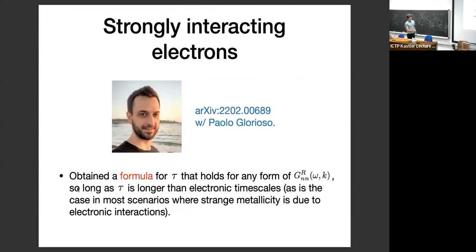Good. So what we did in this paper is get a formula, a tau, for this rate at which you lose energy to the lattice, that holds for any form of the electronic spectral density, as long as the time scale at which you lose energy is much longer compared to the electronic time scale. So the assumption is that the electrons thermalize quickly and then slowly lose energy to the lattice. In that limit, you can sort of treat the energy loss as a perturbation, and you can get the formula, which I'll show you.